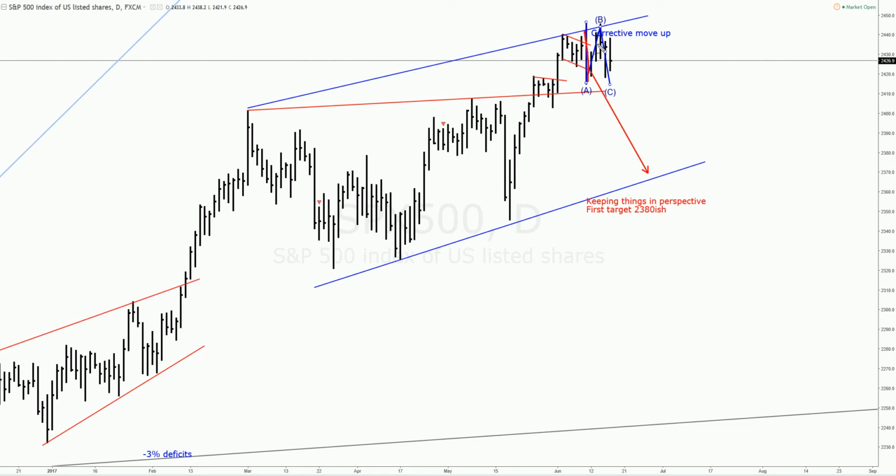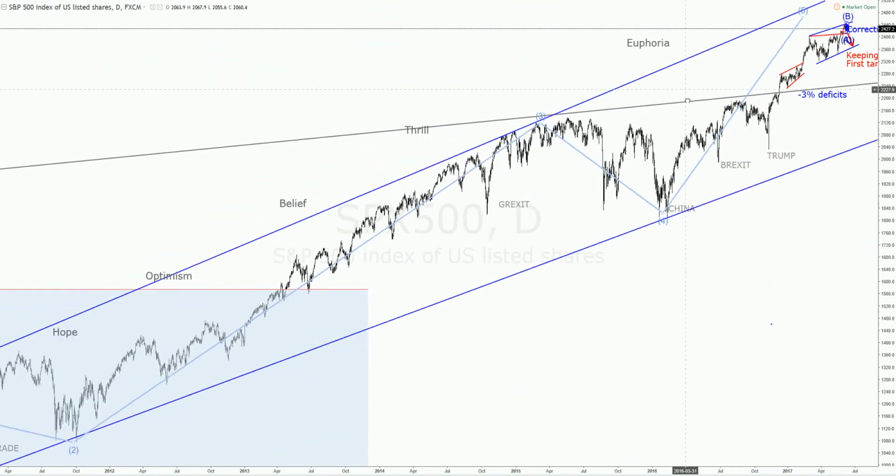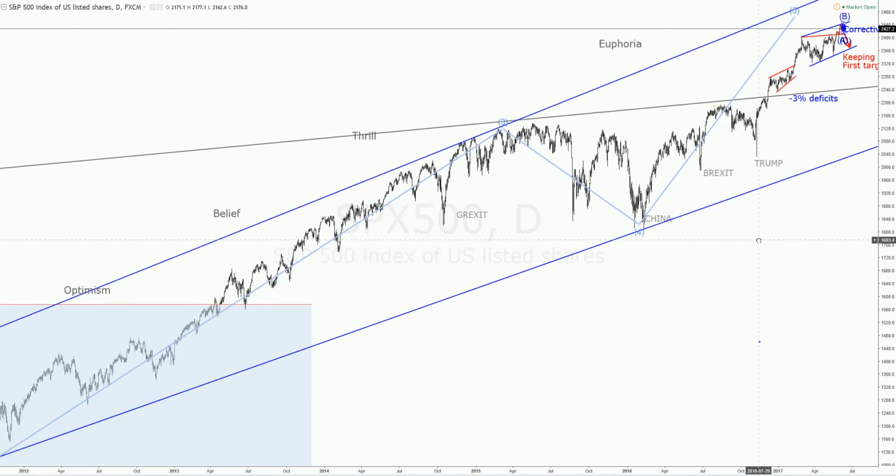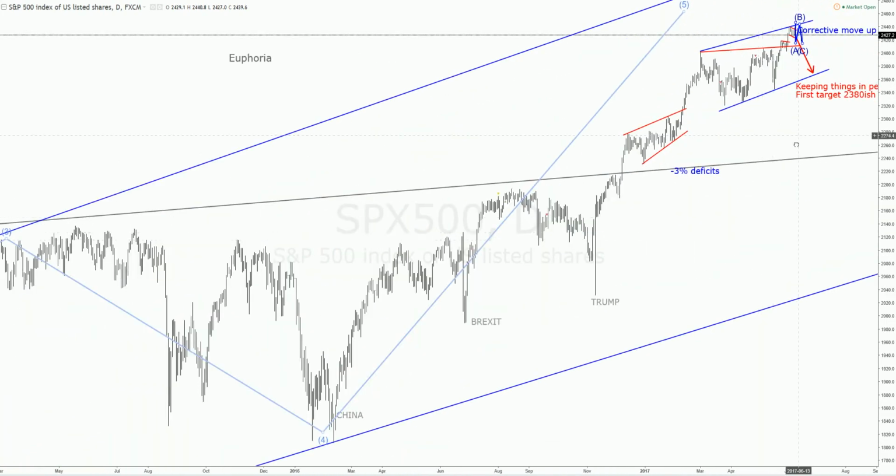Now, does that mean that that's it? It's over? We are at the top? No. I said we're getting closer towards the top. That is a big difference. That is a very big difference. There's no evidence to suggest that we are at the top. We're getting closer to it, but we're not at the top.